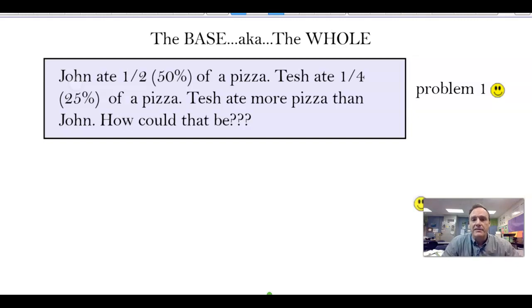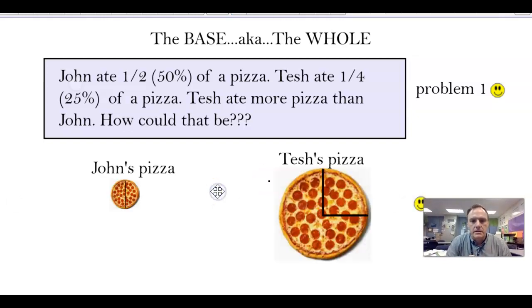John ate 1/2 of a pizza. That's 50%, right? Tesh ate 1/4 of a pizza. That's 25%. It says here, Tesh ate more pizza than John did. How could that possibly be? How could it be that Tesh ate more pizza when we know for a fact that 25% is much less than 50% of a pizza, yet still she ate more pizza?